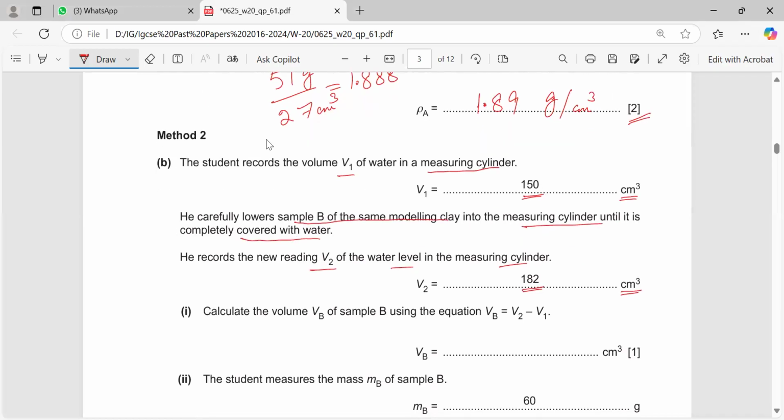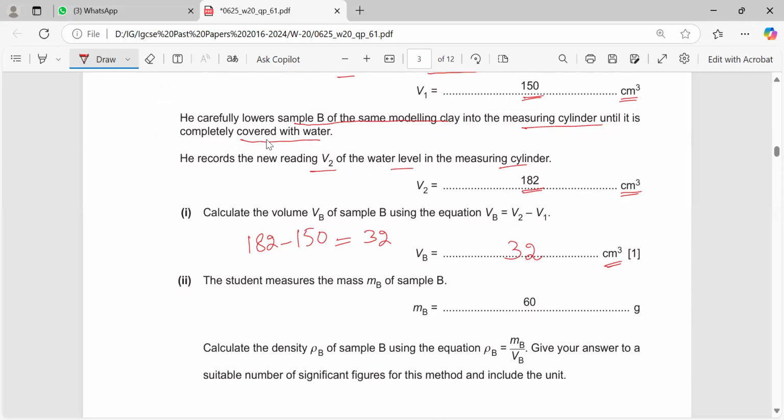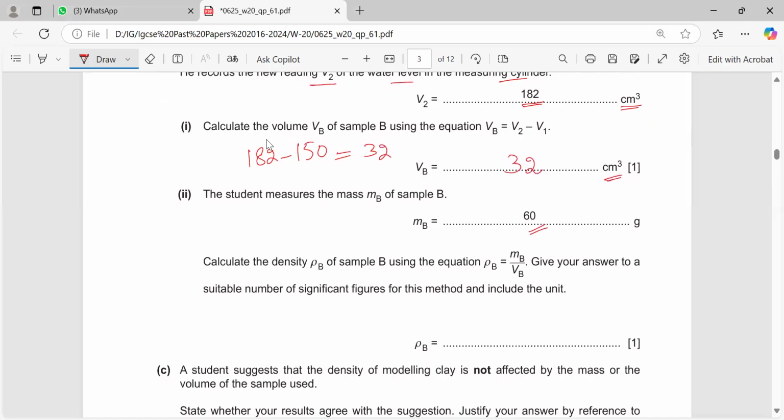So VB, the volume of sample B, using the equation, is equal to 182 minus 150, and very simple, without use of a calculator, that is equal to 32 centimeter cube, and the unit is centimeter cube. The student measures the mass of the sample B, and it is equal to 60 grams. Calculate the density rho B of the sample B using the equation rho B is equal to MB over VB.